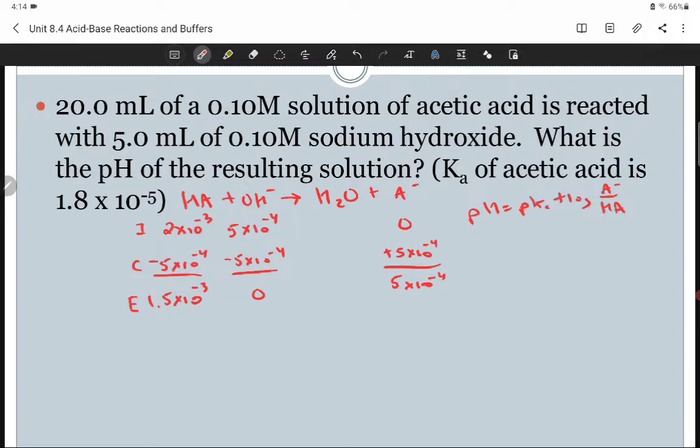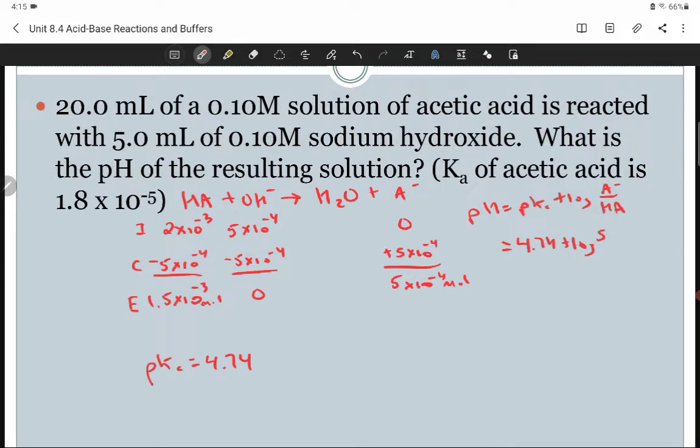Okay, and these are moles, but remember that they're both divided by the same volume, so you don't really have to put them in molarity because it's not going to make any difference in this case. We have a Ka, but we don't have a pKa. So if you take the negative log of 1.8 times 10 to the negative fifth, you're going to get this as a pKa. So let's pop that in.